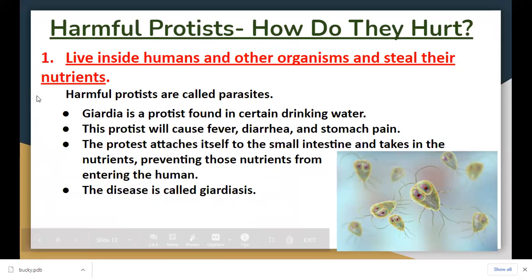Giardia is a protist found in certain drinking water. This protist will cause fever, diarrhea, and stomach pain. The protist actually attaches itself to your small intestine, and then it takes your nutrients away, and then you don't get them. And the disease is called giardiasis.